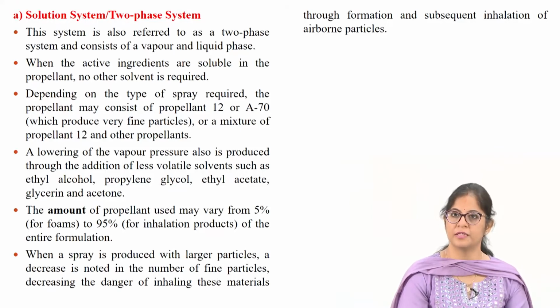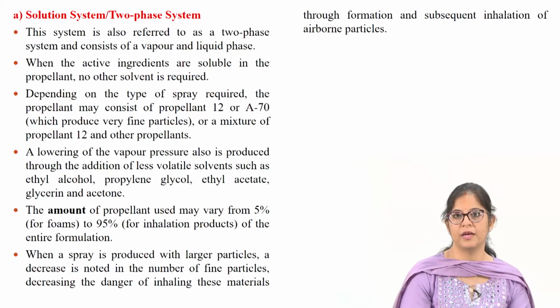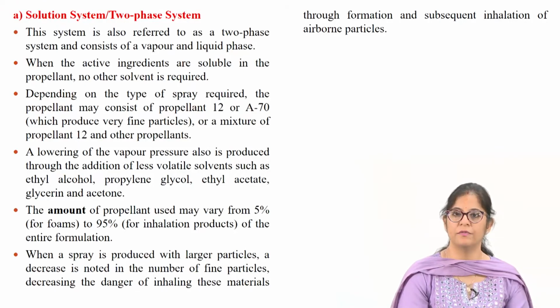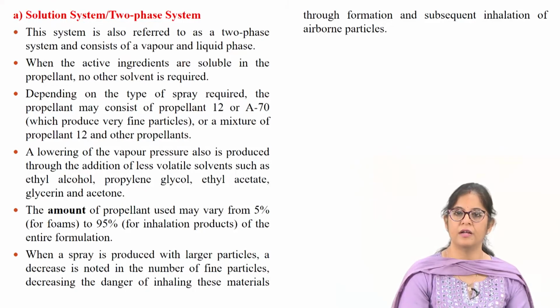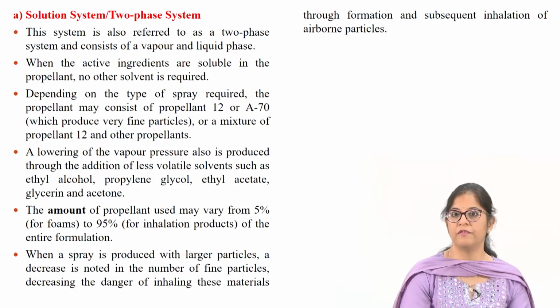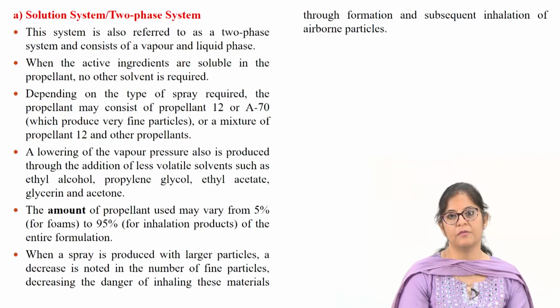Depending upon the type of spray required, the propellant may consist of propellant 12 or A70, or a mixture of propellants may be used. A lowering of the vapor pressure is produced through the addition of less volatile solvents such as ethyl alcohol, propylene glycol, ethyl acetate, glycerine and acetone. The amount of propellant used varies from 5% for foams to 95% for inhalation products.